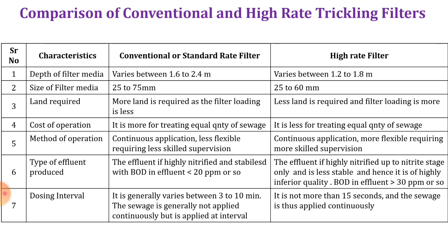Type of effluent produced. In the conventional, the effluent is highly nitrified and stabilized, with BOD in effluent less than 20 ppm or so. In the high rate, the effluent is nitrified up to the nitrate stage only and is less stable, and hence it is of inferior quality, having BOD in effluent greater than 30 ppm or so.